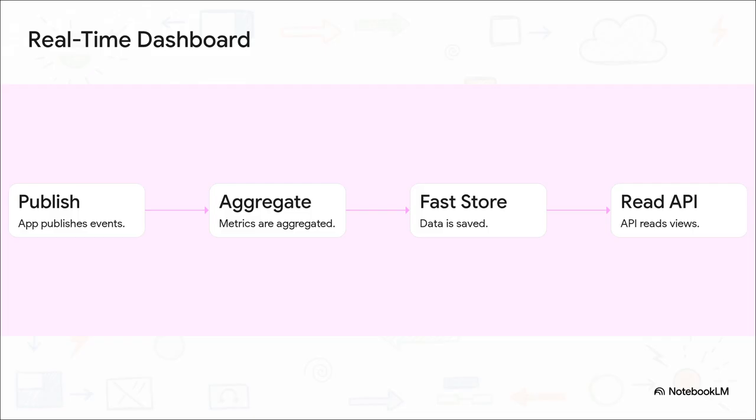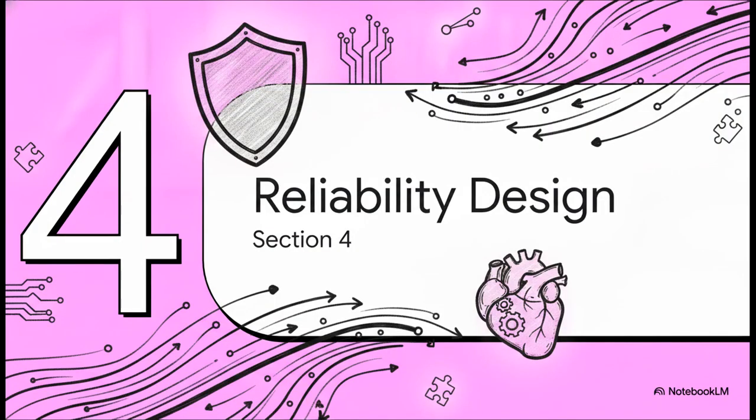And guys, whatever you do, please do not force your dashboard to calculate complex metrics from raw events on every single page load. Seriously, that is a guaranteed recipe for painfully slow load times and absolutely massive cloud bills. Always pre-compute those views. Next up, Section 4, Designing for Reliability.